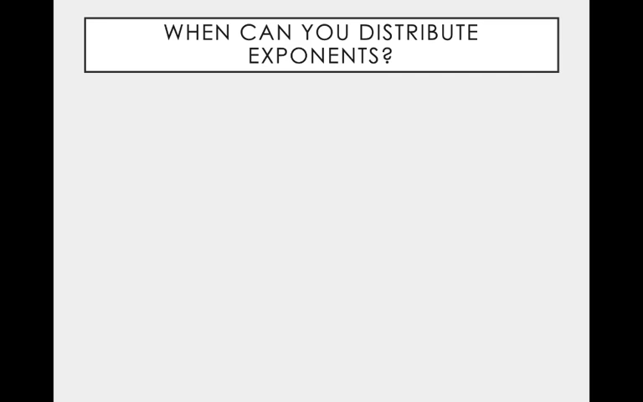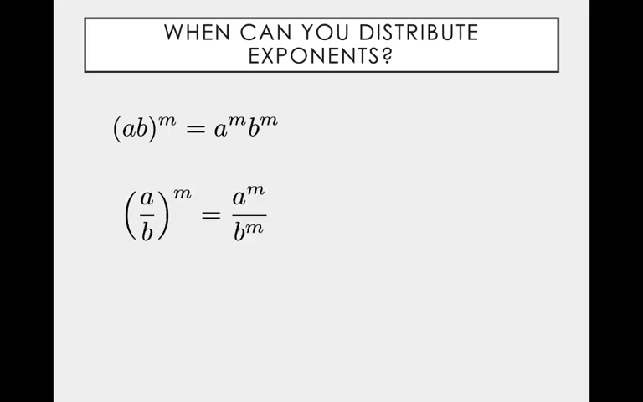And exponents will distribute in two cases. First is exponents distribute over multiplication, and we've used this a bunch of times already this semester. So if we had something like 5x squared, we distribute that exponent. We square the 5, and we square the x. All right, exponents will also distribute over division. So if we had something like 2/3 cubed, we could distribute that cube to the 2. 2 cubed is 8. 3 cubed is 27. Okay, so exponents will distribute over multiplication and division.